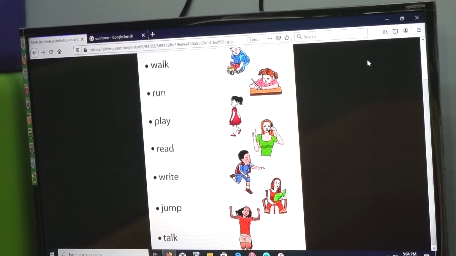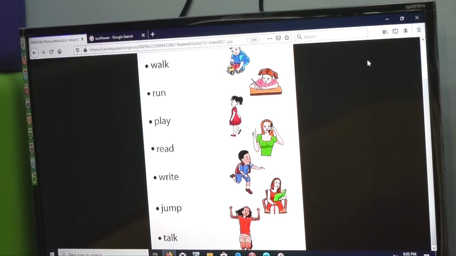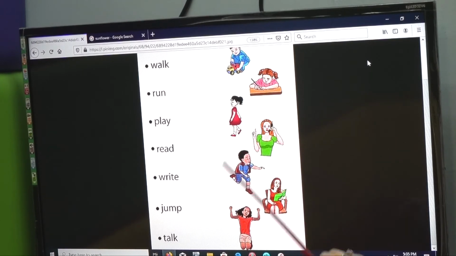Alright, the second action verb is run. Okay, this is a verb. So which picture is the best to describe the action run? Which picture is it? 3, 2, 1. That should be this one or this one. Yes, this boy over here. The action he is doing is called run. Alright? Run.